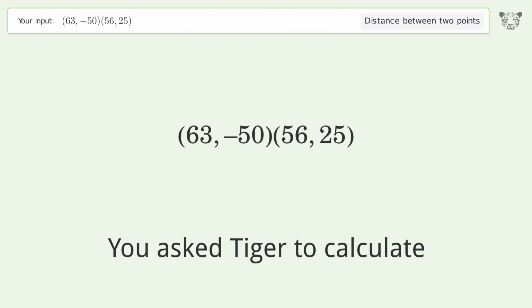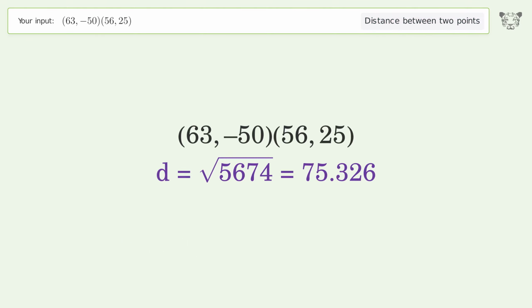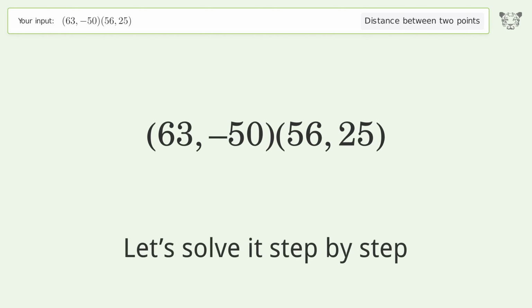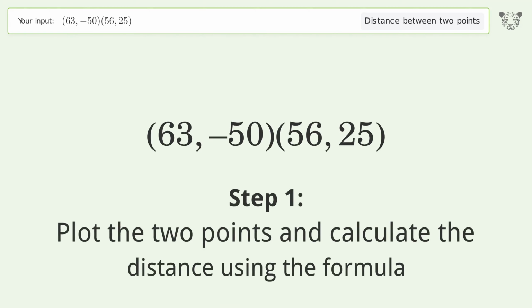You ask Tiger to calculate. This deals with the distance between 2 points. The distance between the 2 points is the square root of 5,674, or 75.326. Let's solve it step by step. Plot the 2 points and calculate the distance using the formula.